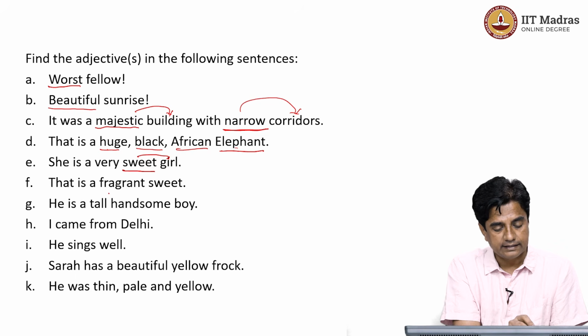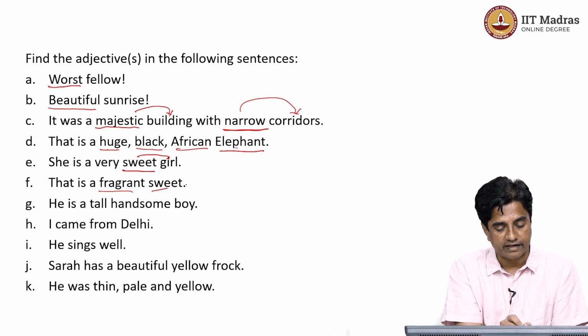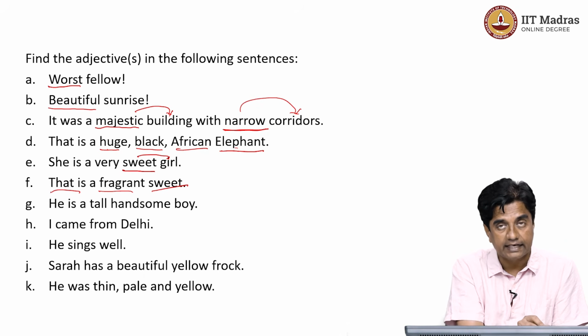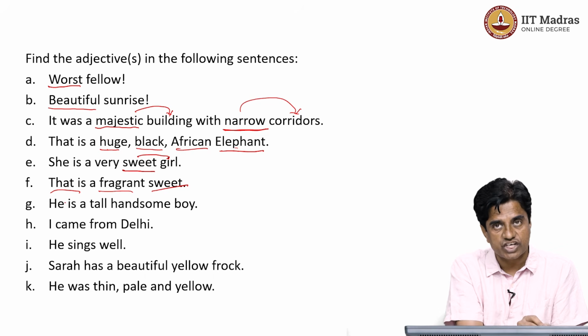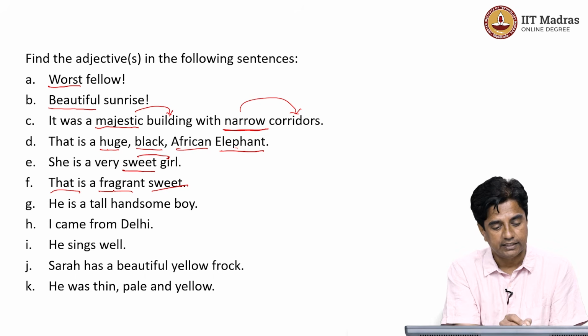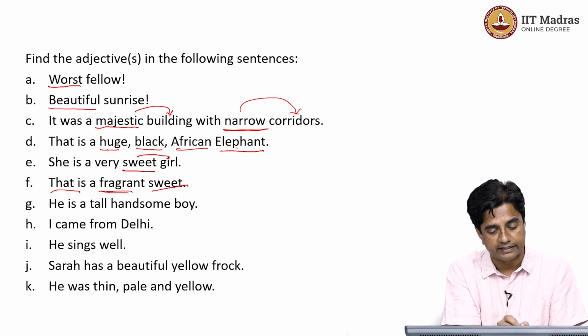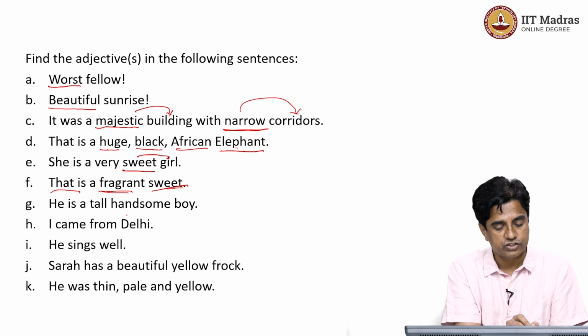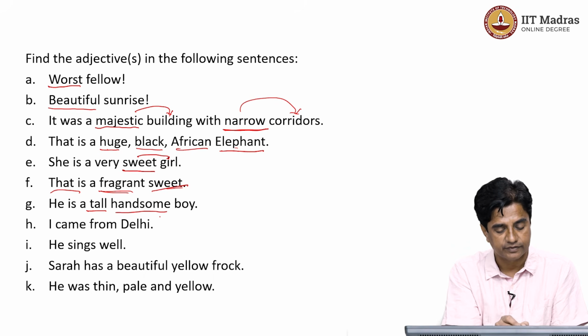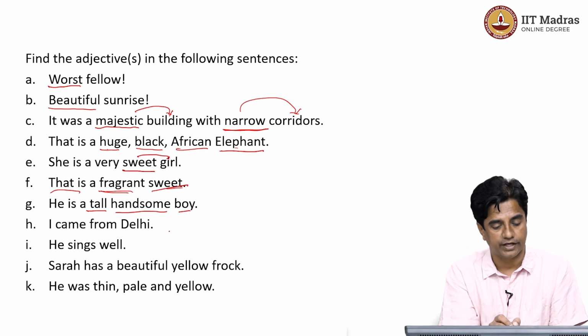That is a fragrant sweet. Again, these are predicative adjectives which modify this noun. That is, basically a demonstrative pronoun, but it denotes some object, and that object is being modified by these adjectives. He is a tall, handsome boy. Again, two adjectives, tall and handsome, modifying this noun, boy. I came from Delhi.